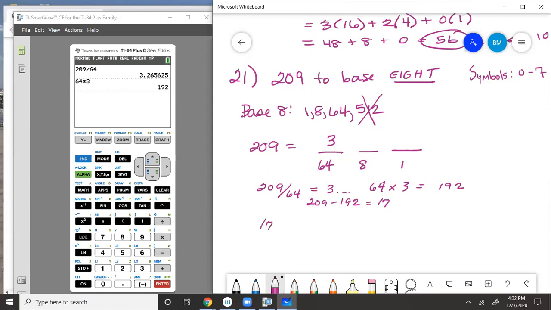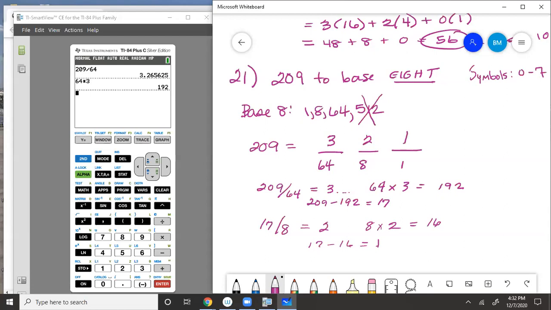So we're going to now divide by 8 to see how many times 8 goes into 17. We know that goes in 2 times, right? All right, so 8 times 2, so we're going to put 2 here. So 8 times 2 is 16, right? And what's left is 1 because 17 minus 16 leaves you with 1 left. So we put that here.